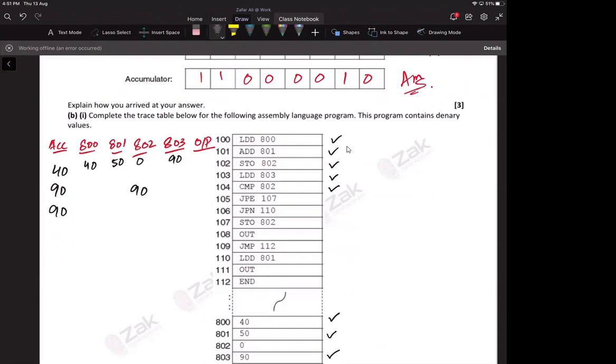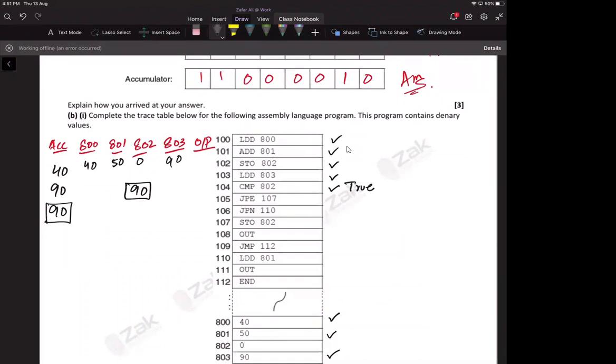And then compare with 802. So now 803 and 802, they are the same. All right, so what happens is that 803 has 90. So your accumulator is 90 and it is being compared with 802, which is 90. So they both are equal. So the comparison will be said to be true.